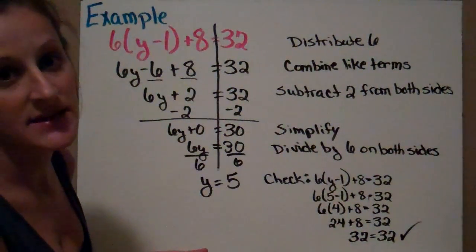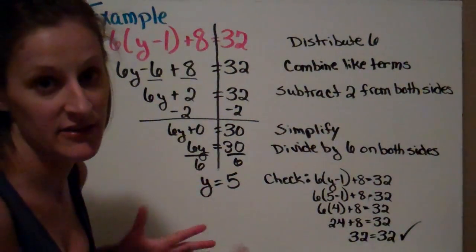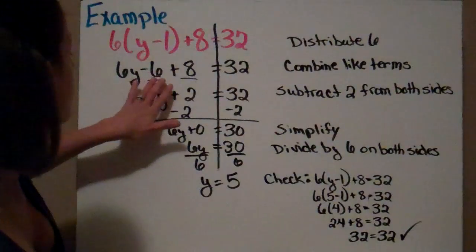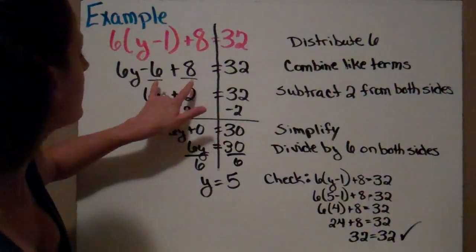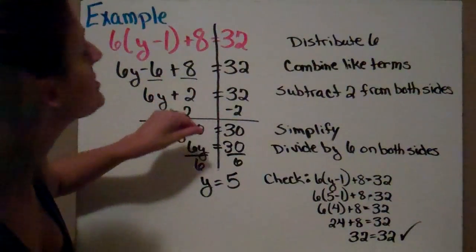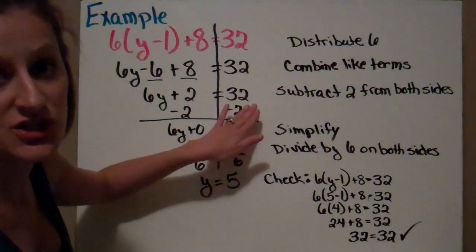Now the next step I need to do, since I don't have any fractions, is combine my like terms on each side of the equal sign. Over here I just have one term, so that's going to stay. Over here I have 3 terms. 2 of them are like terms, this negative 6 and this 8. You can combine them together to get a positive 2. So now we have 6y plus 2 equals 32.